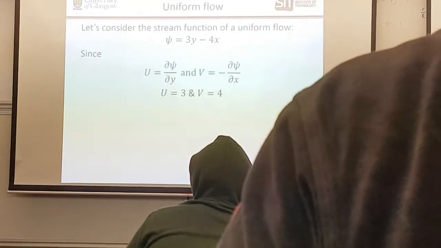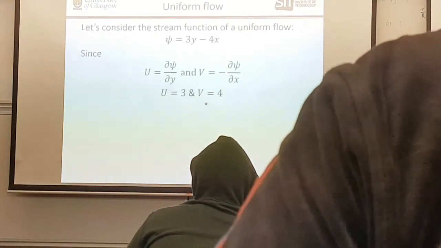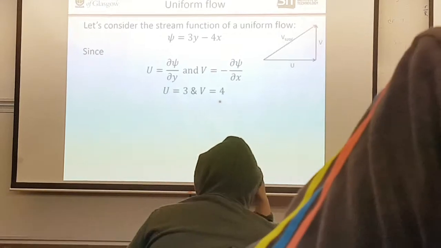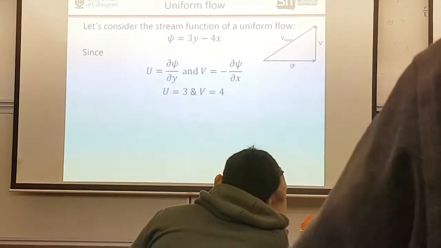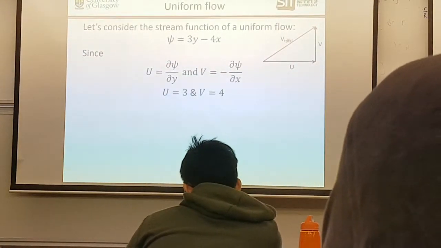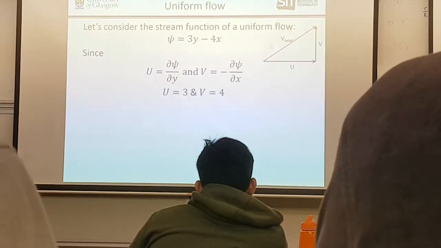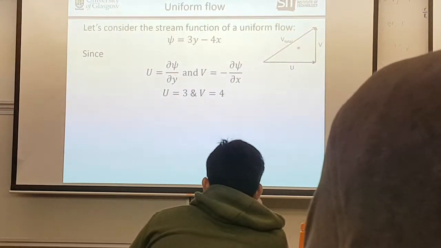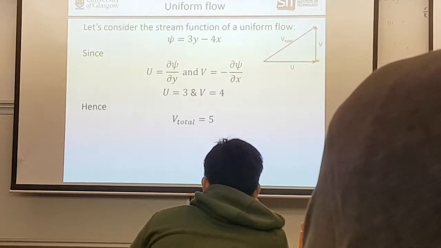Okay, let me just go back to this. So we have u equals 3 and v equals 4. What does it actually mean? It just means that I can find out my total velocity. What is that resolved velocity that we have? Square root of 3 squared plus 4 squared. So I get my v total equals 5.